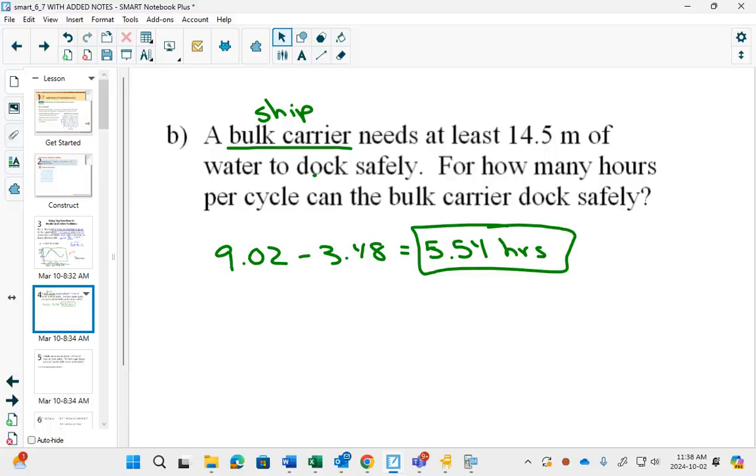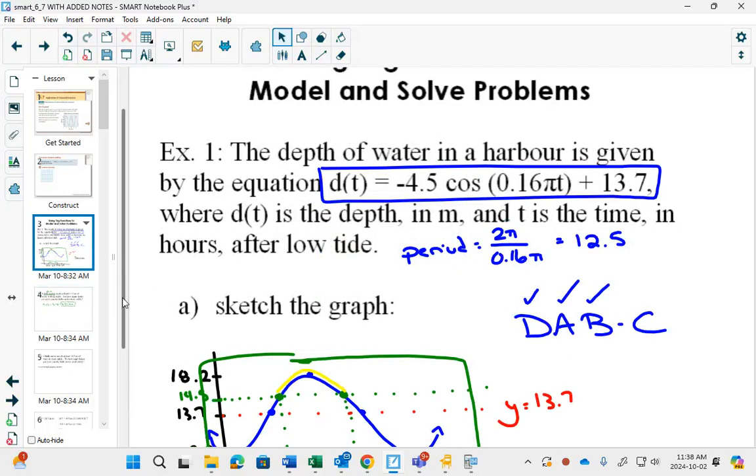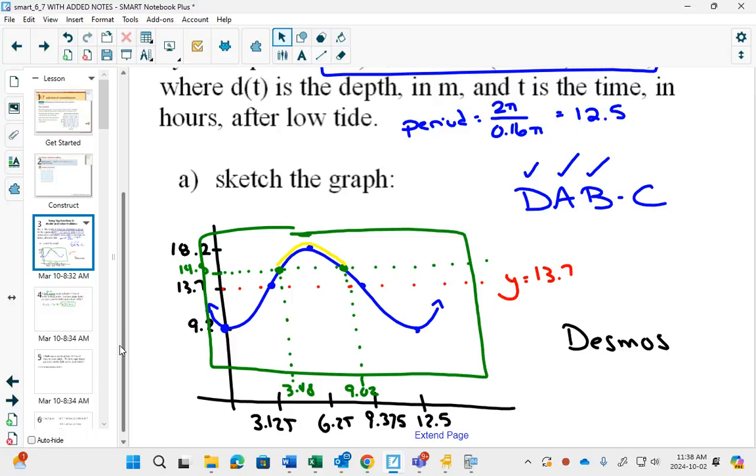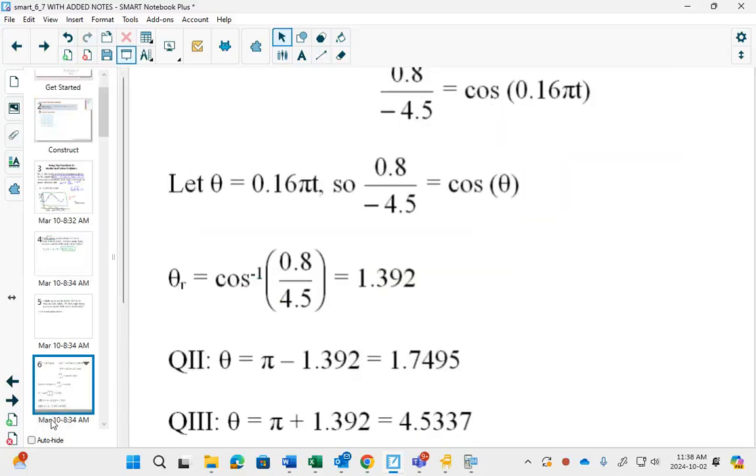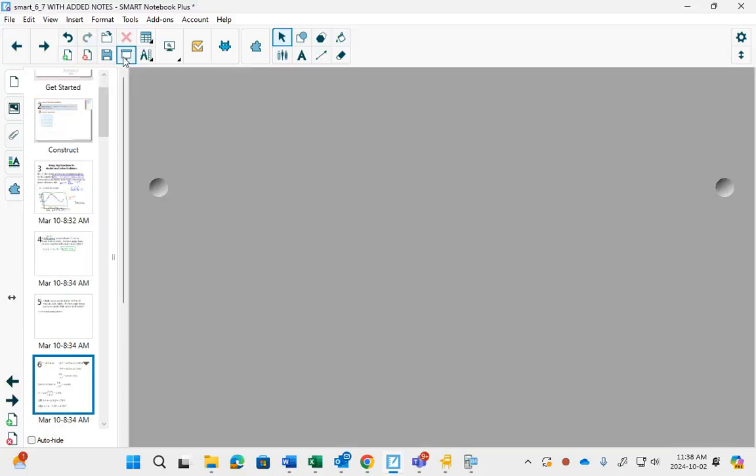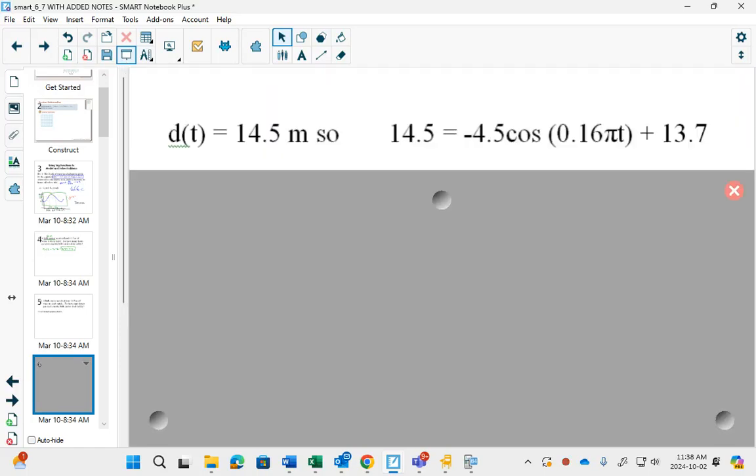Okay, so this is what we want to find. We want to find where these 2 points are. We know that the depth is 14.5. So what we can do is plug in 14.5 for the y value, because we know that. Now we want to solve for t.